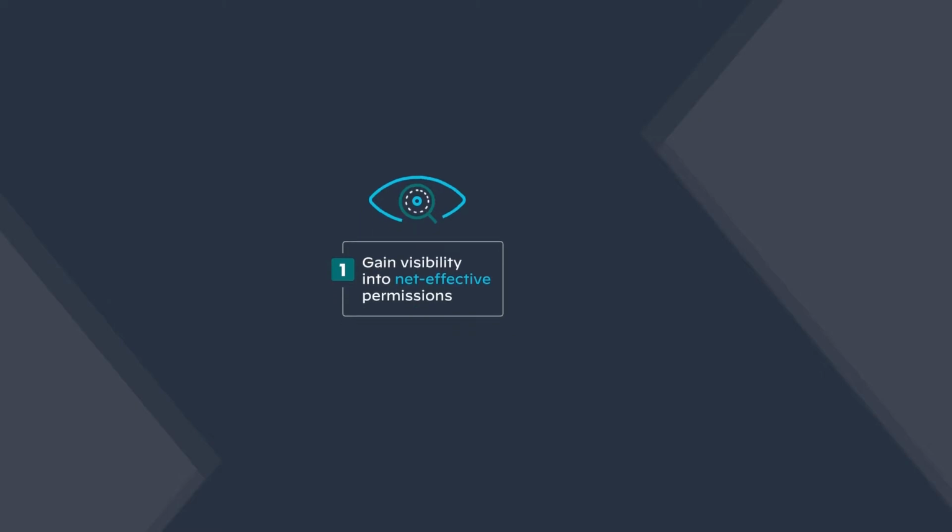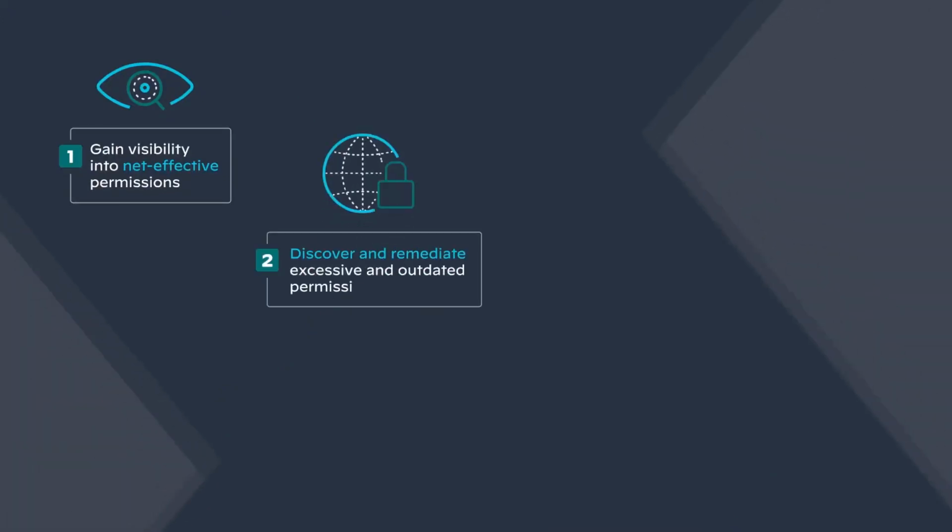A solution should be able to account for all the different entitlements and show you exactly what a given user can do within the cloud environment. Without effective monitoring of these identities or the effective permissions associated with them, the cloud landscapes are exposed to greater security risks and threats. Number 2, discover and remediate excessive and outdated permissions.